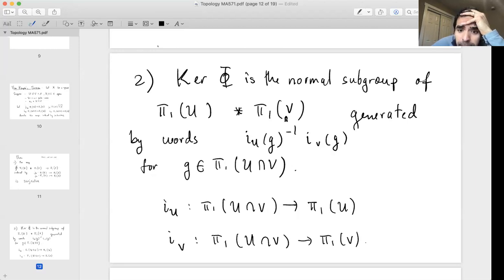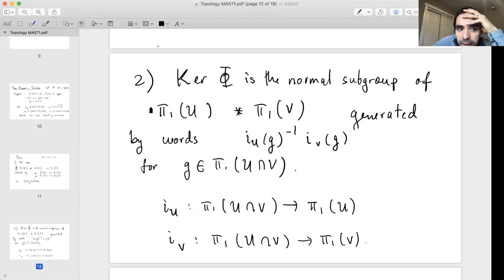First, is it clear what I mean by the normal subgroup of some group generated by certain elements? Can anyone explain what this means more precisely? Can anyone explain what this phrase means? The normal subgroup of a group, in this case this free product, generated by some set. This is a set, right? What does that mean? The normal subgroup generated by a set.